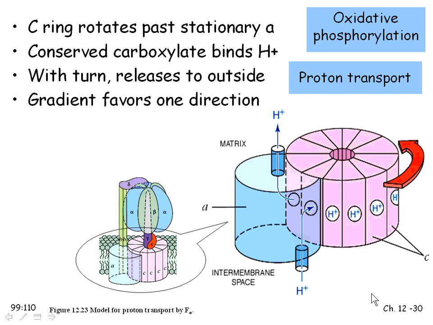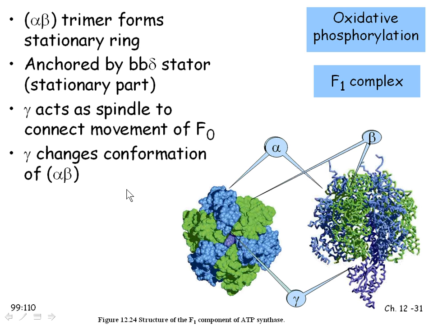And because there is a strong gradient involved, the direction that it's going to spin is going to be determined by that gradient. So what I've done here is to show you a little blow-up of the diagram we were looking at before. This part of it blows up to look like that. So that's the F0 part. Now on top of it, the flower bouquet part is a trimer of alpha and beta. So you can see here one alpha and one beta, and there's another alpha beta, and there's another alpha beta. So it's a trimer of alpha and beta.